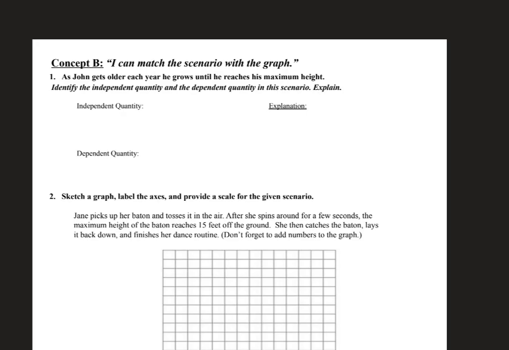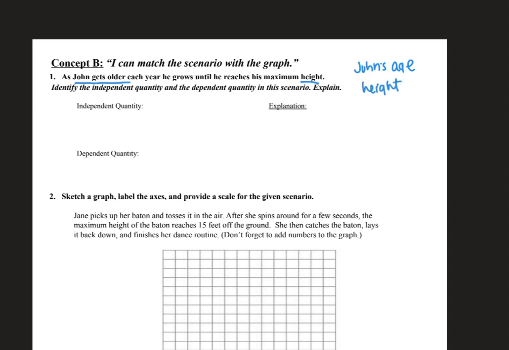All right, so now let's take a look at concept B. Concept B is I can match the scenario with a graph. Number 1 says, as John gets older each year, he grows until he reaches a maximum height. So we need to identify the independent and dependent quantity in this scenario, and then we need to explain. So let's first identify what the two quantities are. The first quantity is going to be John's age. And the second quantity is going to be height.